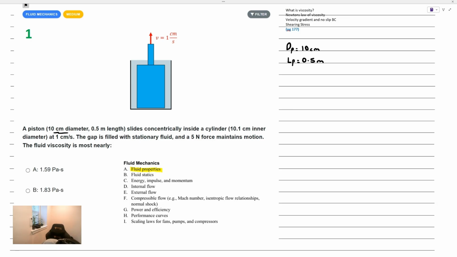And it slides concentrically inside of a cylinder. And we're given what the inner diameter of that cylinder is. It's 10.1 centimeters. And the piston is sliding at a speed equal to 1 centimeter per second. The gap is filled with stationary fluid, and a 5 Newton force maintains the motion, so the force is equal to 5 newtons. We're asked for the fluid viscosity here, and if you recall, there's two kinds of viscosity.